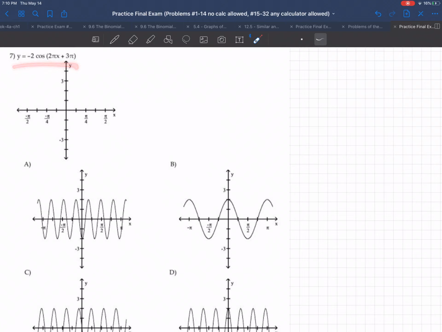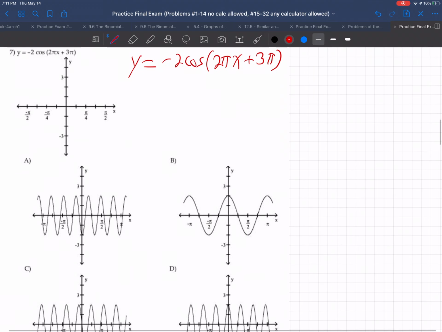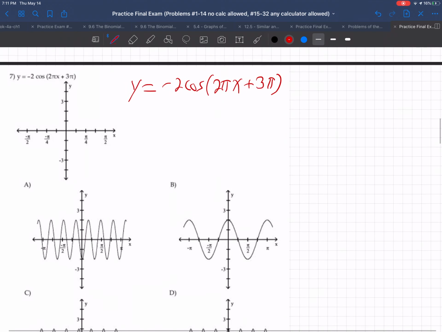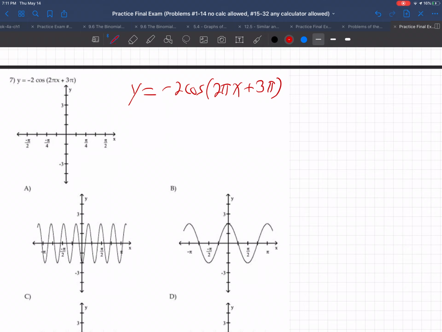Okay, we're graphing that function. Let me write it a little bit bigger here. Y equals minus 2 cosine 2 pi x plus 3 pi. Okay, so how do we figure out which of these four, A, B, C, or D, is the right graph? How are we going to do that?